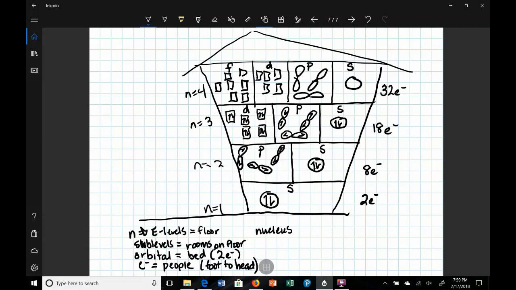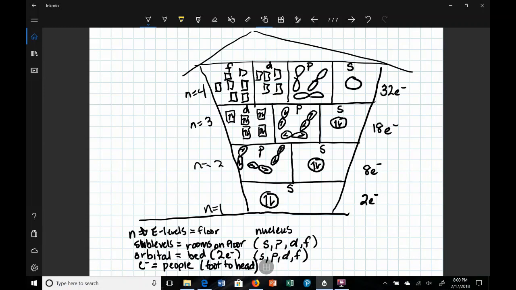Now remember, I was giving these names. So notice the sublevels have names S, P, D, and F. The orbitals also have the same name. All right, so you will only find s orbitals in an s sublevel. You will only find p orbitals in a p sublevel. You will only find d orbitals in a d sublevel, and so forth and so on.